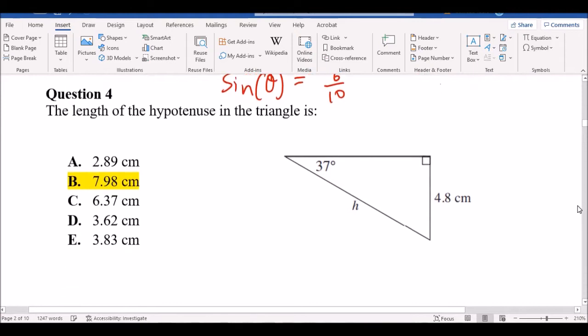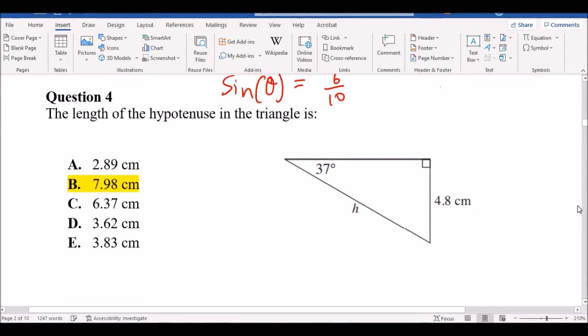Alright, next one. Length of hypotenuse in this triangle is... so just using your Pythagoras formula, you're looking for the H, so it's going to be c squared equals a squared... Actually, no, my bad. This is not Pythagoras. You've got an angle here. I thought that was a length. There's an angle there, okay? You've got a side and you've got a hypotenuse. If you're working with angles, make sure you use your trig ratio.